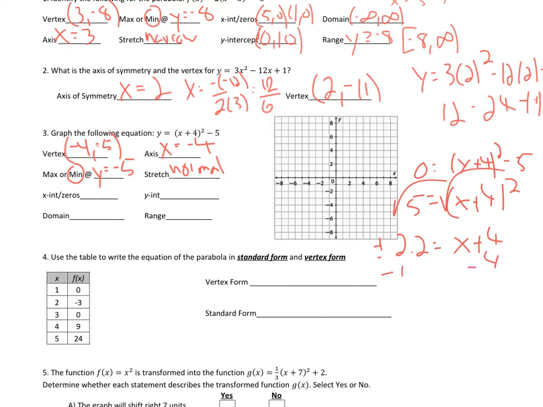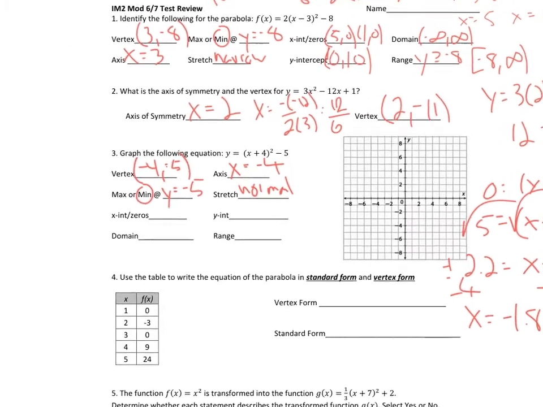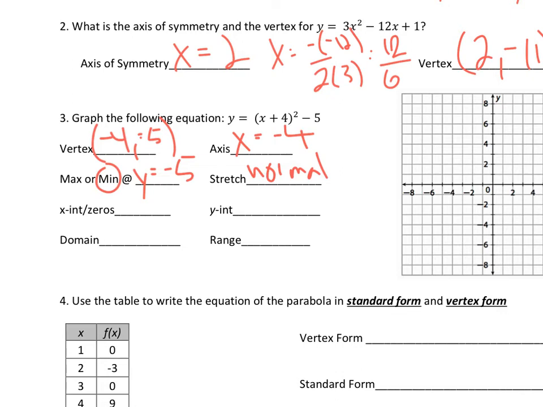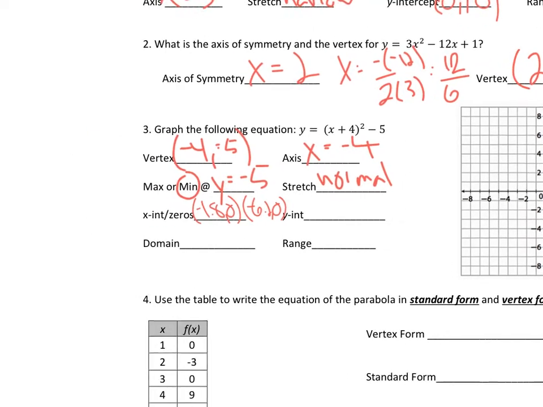Subtract that 4 over, and just like we did before, you can write your two equations. And so you get negative 4 plus 2.2, which is negative 1.8, and then negative 4 minus 2.2, which is a negative 6.2. So then we would state that our x-intercepts are negative 1.80 and negative 6.20. Y-intercept, we'll substitute 0 in for x.